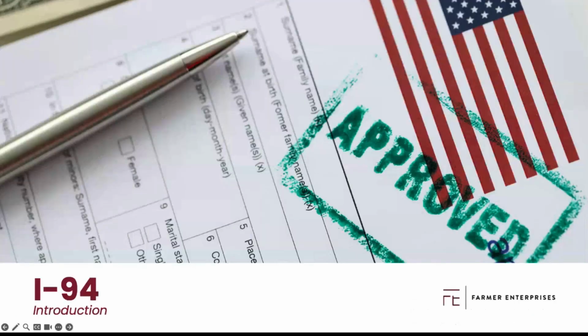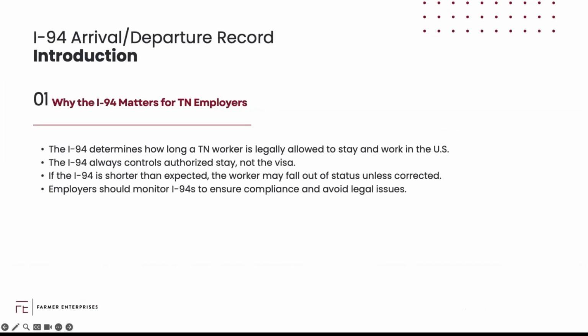So, I-94 introduction and why it matters. Why is the I-94 so important, especially for TN and H-2 employers? Simply put, the I-94 controls how long a worker is allowed to legally stay in the U.S. to work. This is often misunderstood, and people tend to look at the visa stamp rather than the I-94 to try to determine how long an employee is allowed to stay in the U.S. But it's important to know that it's the I-94 record, the arrival departure record, that controls the employee's authorized stay in the U.S. and work authorization.